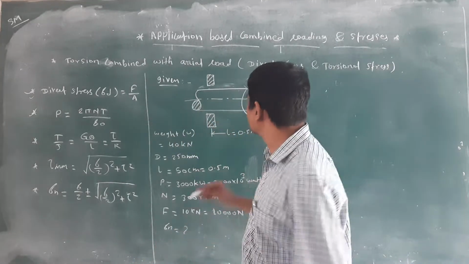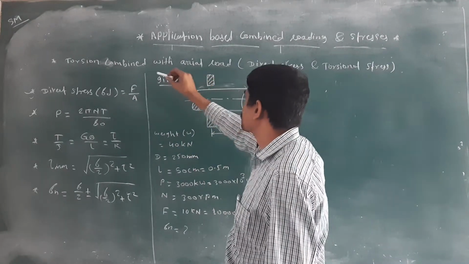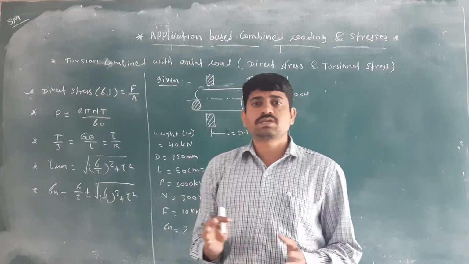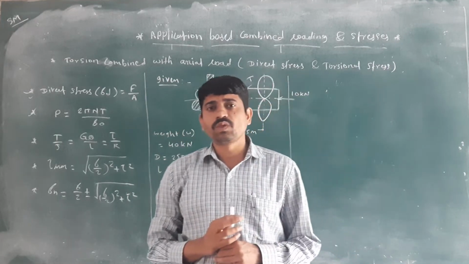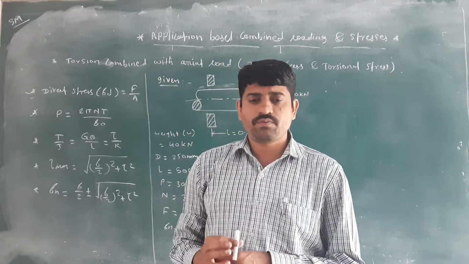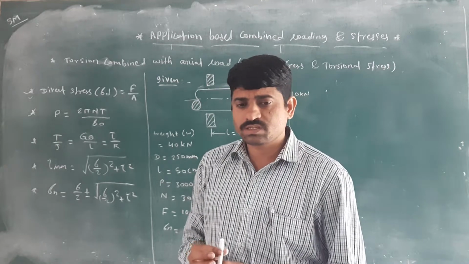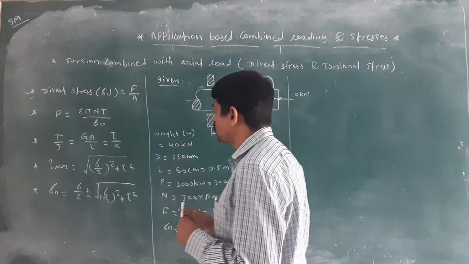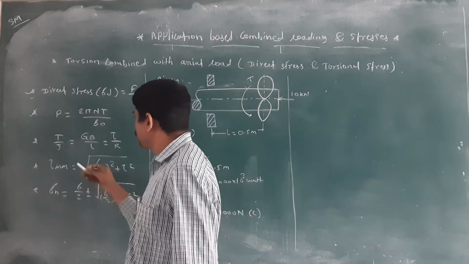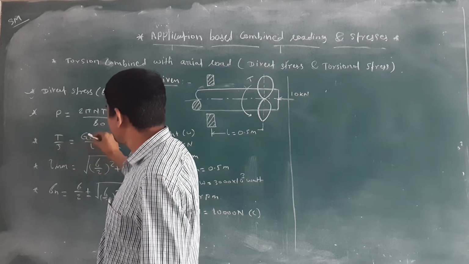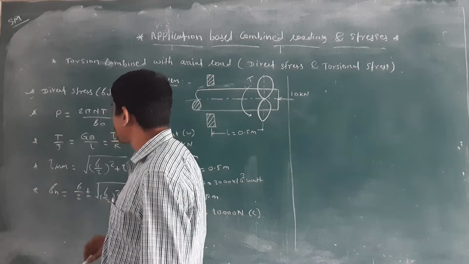Important is what is related to torsion. We have seen it in unit number 4, where a separate unit is given for torsion. What is the torsional formula? We know the shear stress due to the twist angle. We know the torsional formula: T by J is equal to G theta by L is equal to tau by R.